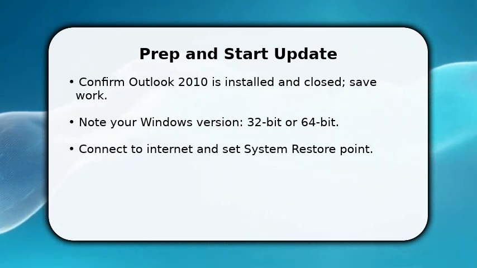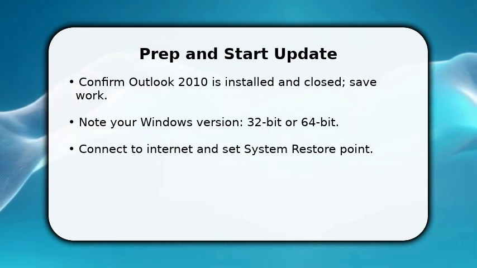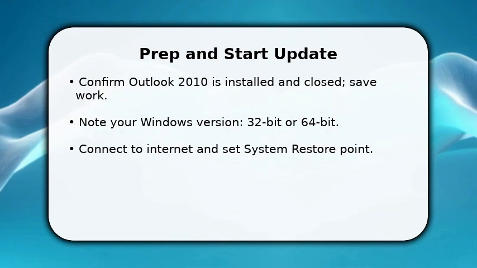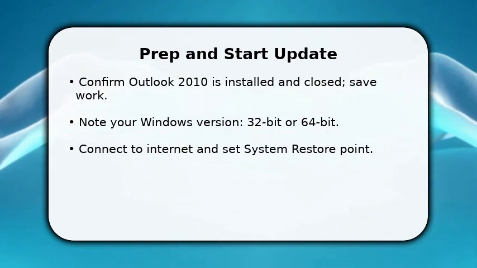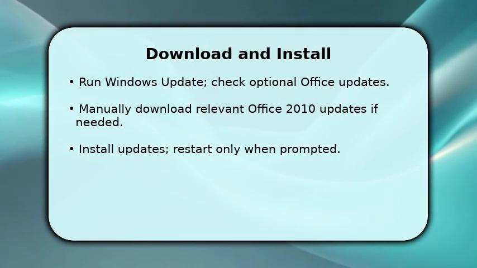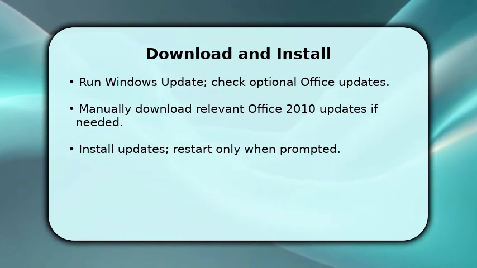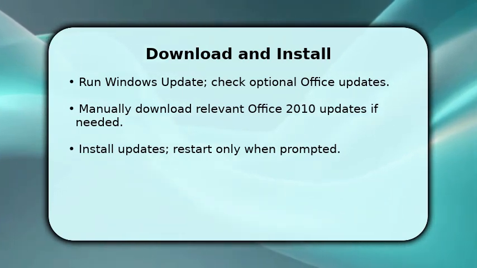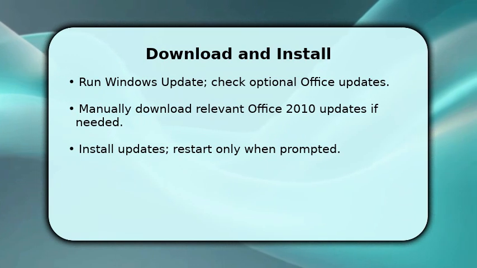Now open Control Panel to access Windows Update or Office Update. This is the first actionable step to fetch official patches for Outlook 2010. You run Windows Update and prioritize optional Office updates, so Outlook receives security and stability fixes.